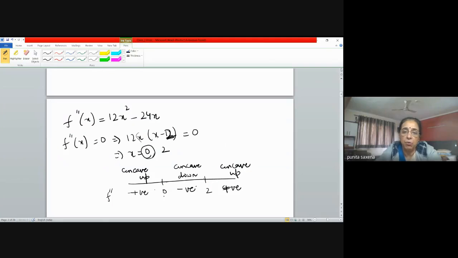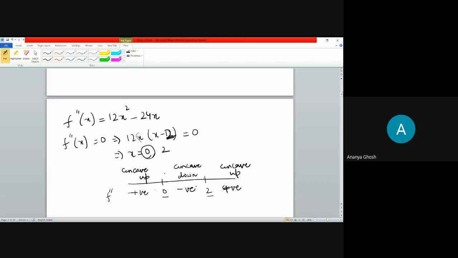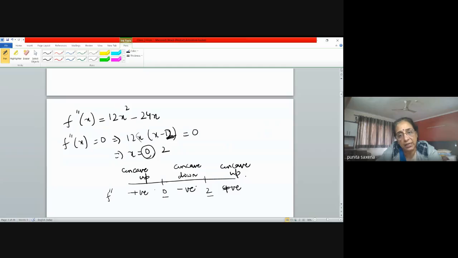Now see, both the points 0 and 2 are such that when we cross these points, the second derivative is changing its sign. When we cross 0, the second derivative is changing its sign from positive to negative. And when we cross 2, it is changing its sign from negative to positive. Okay, so that means the concavity is being changed at both these points. So that means this function has 2 points of inflection.